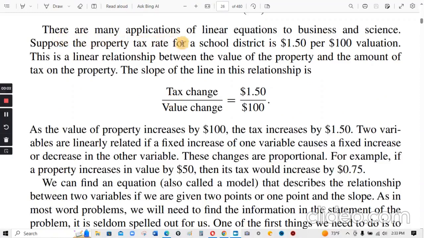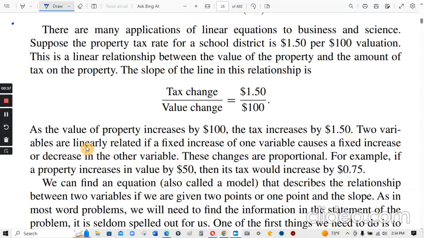There are many applications of linear equations to business and science. Suppose the property tax rate for a school district is $1.50 per $100 valuation. This is a linear relationship between the value of the property and the amount of tax on the property. The slope of the line in this relationship is tax change divided by value change. So that's $1.50 divided by 100. As the value of property increases by 100, the tax increases by $1.50.